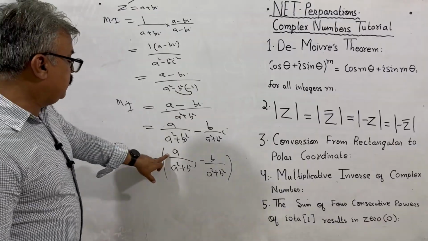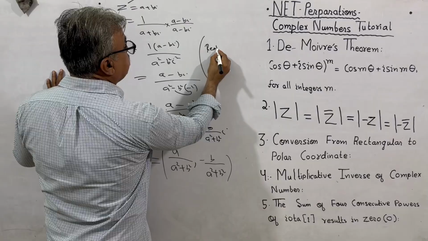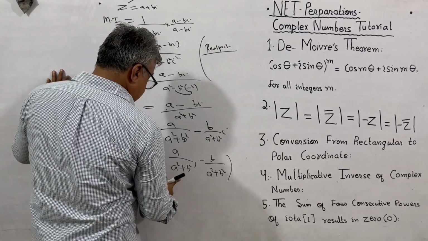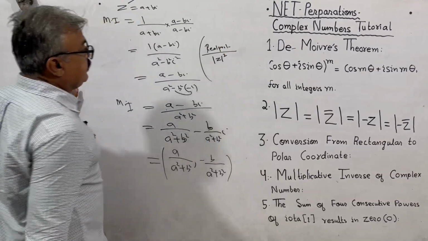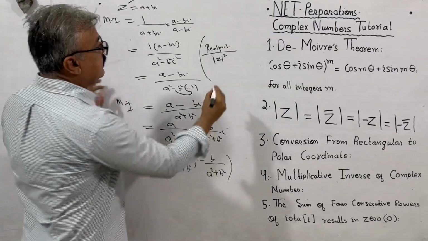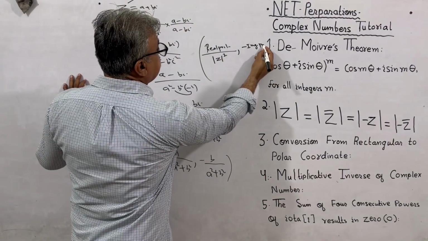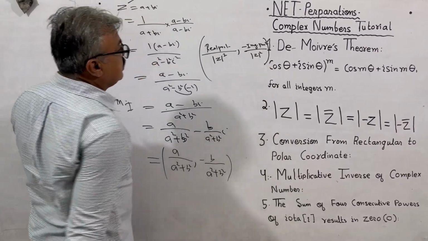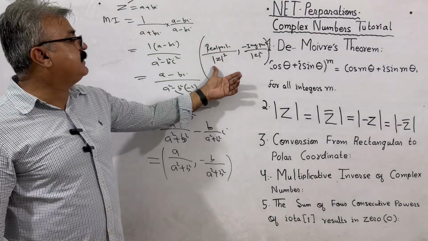Let me give you something new. What is a? That is the real part, divided by the magnitude square, which means mod z square. And here it is negative times the imaginary part divided by mod z square. This is the complex number. It can also be written in that fashion.